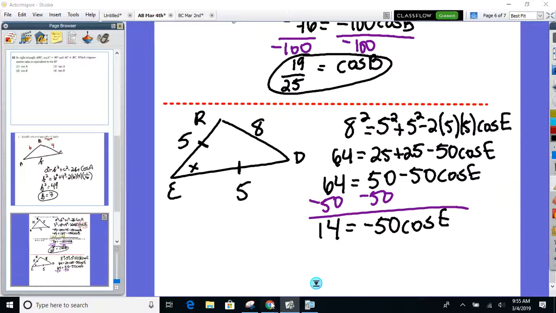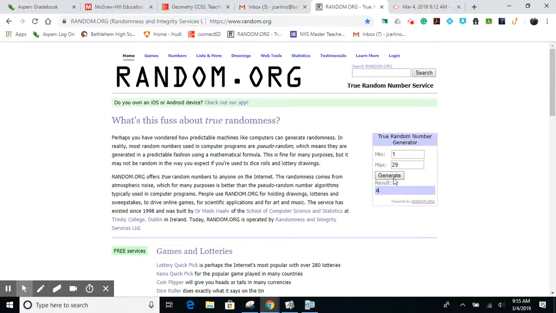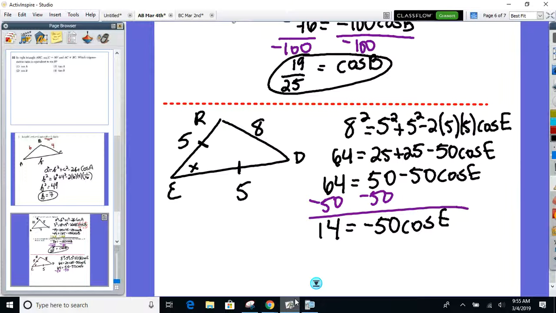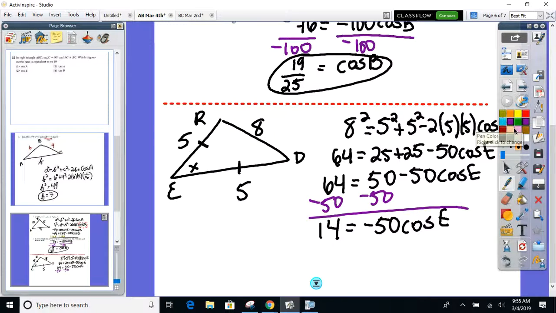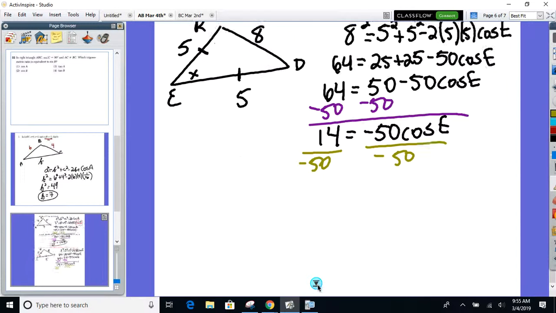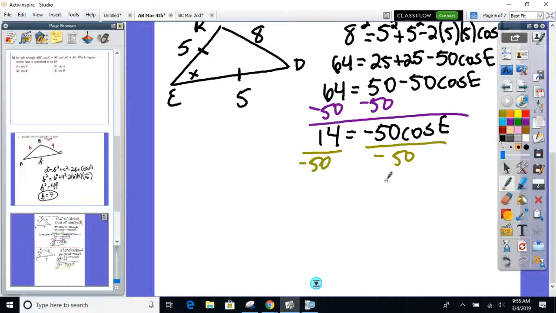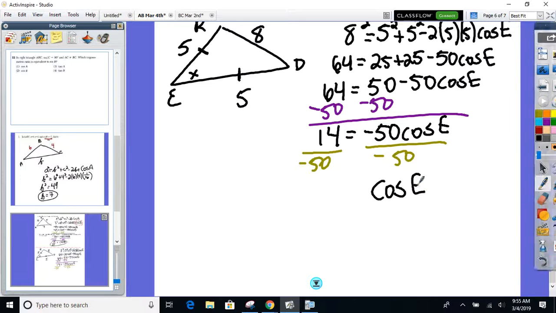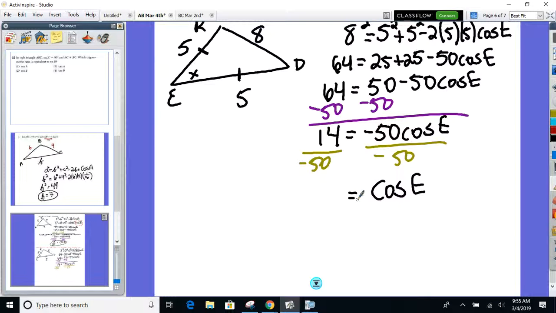One more step. What do I do to get the cosine E by itself? Divide by negative 50. We're on a roll here, everybody. Cosine E is negative 7 over 25.